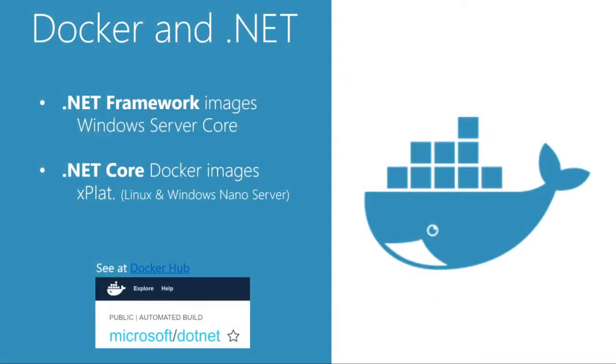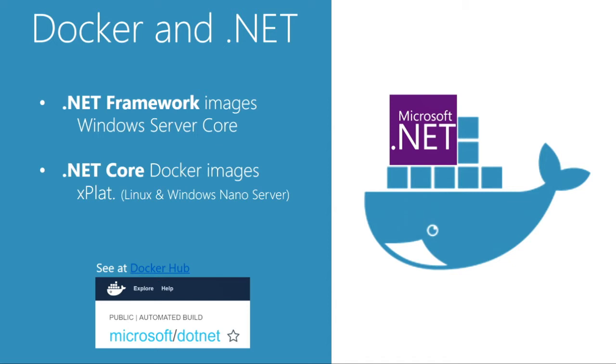And then about .NET. So in .NET, we have two kinds of images. We have a full .NET Framework image for Docker, and then it's going to be just for Windows Server Core, because full .NET, the traditional .NET runs only on Windows. And then for .NET Core, we have as well Docker images, and in that case, it can run either on Linux or on Windows Nano Server.